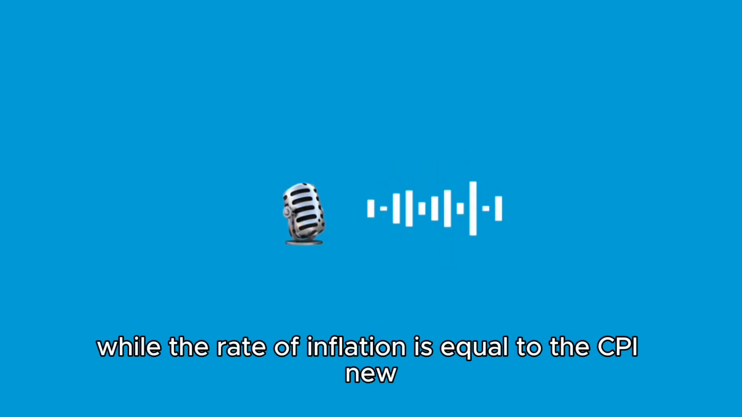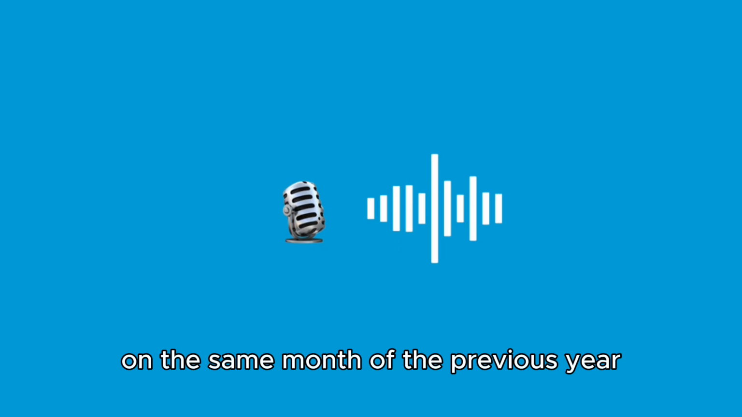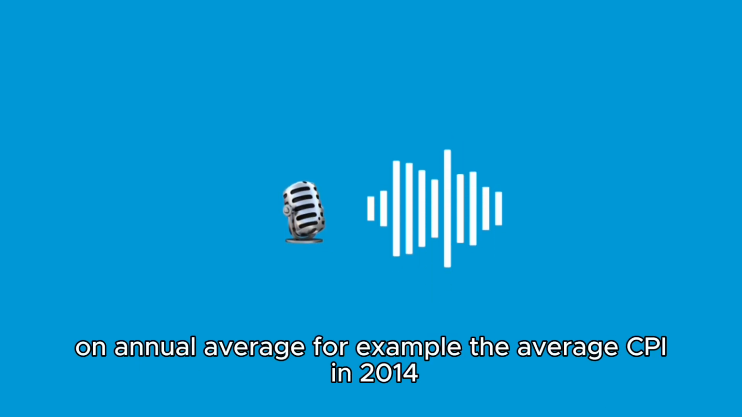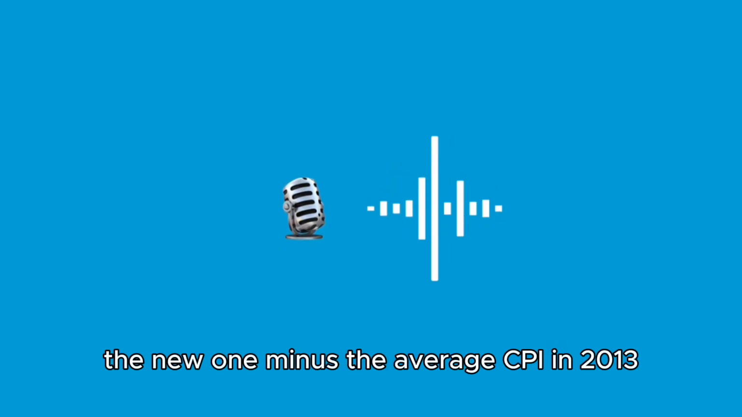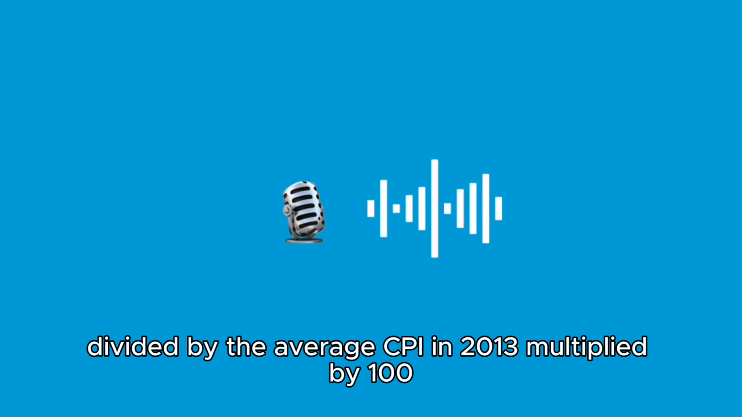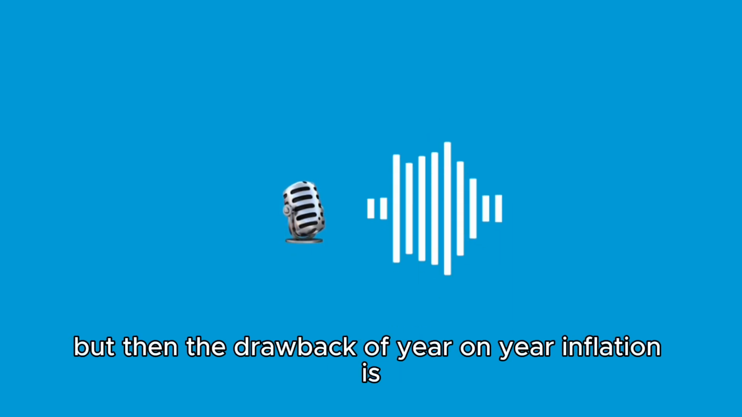Well, the rate of inflation is equal to the CPI new minus the CPI old divided by the CPI old multiplied by 100. And it could be month on the same month of the previous year, and it can also be the annual average on annual average. For example, the average CPI in 2014, the new one, minus the average CPI in 2013, the old one, divided by the average CPI in 2013 multiplied by 100.